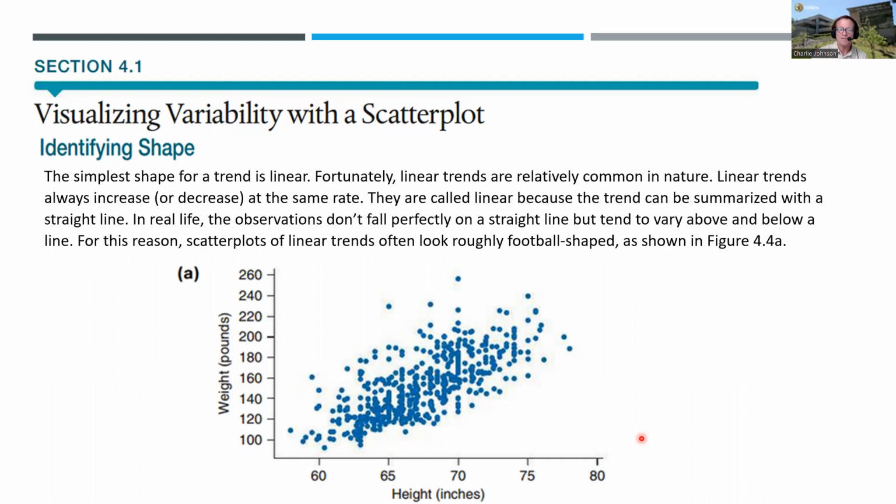In real life, the observations don't fall perfectly on a straight line, but tend to vary above and below a line. For this reason, scatterplots of linear trends often look roughly football-shaped, as shown in Figure 4.4a.